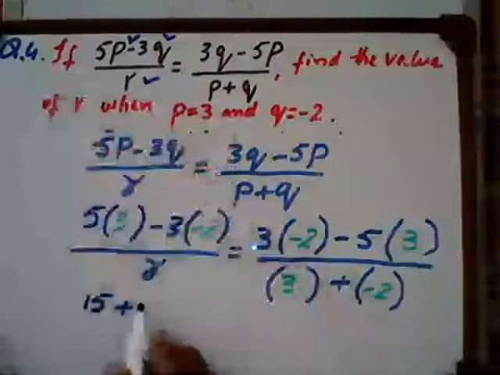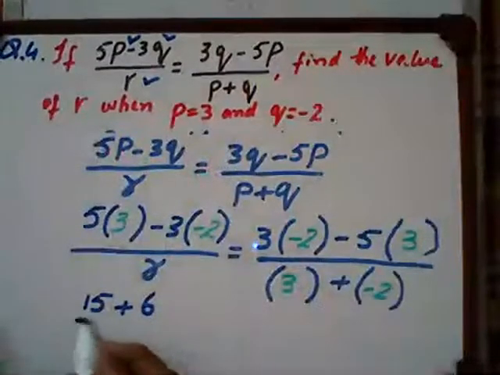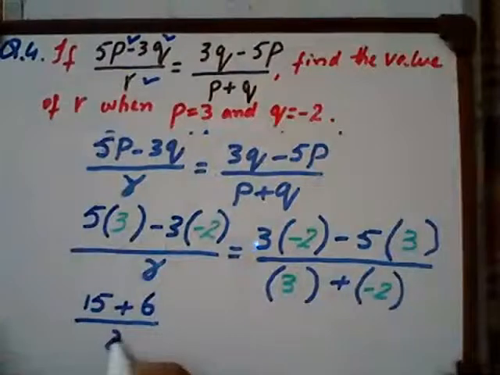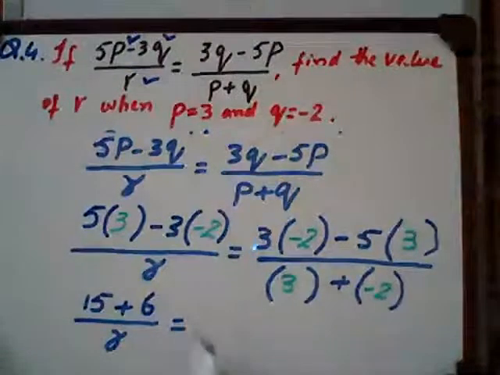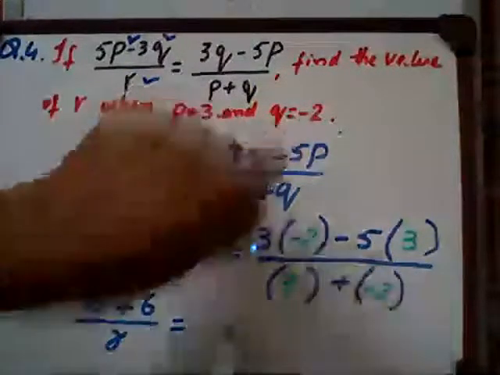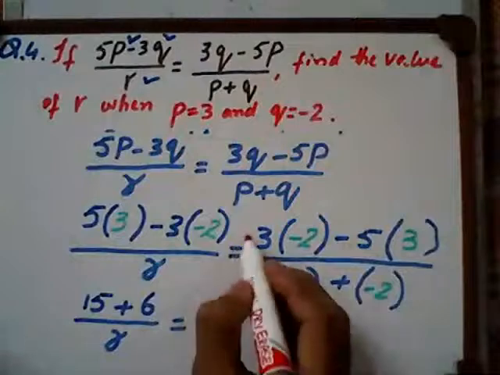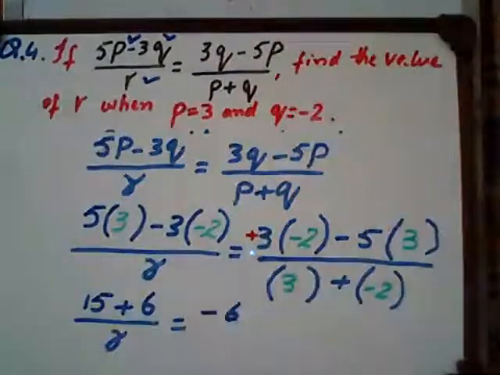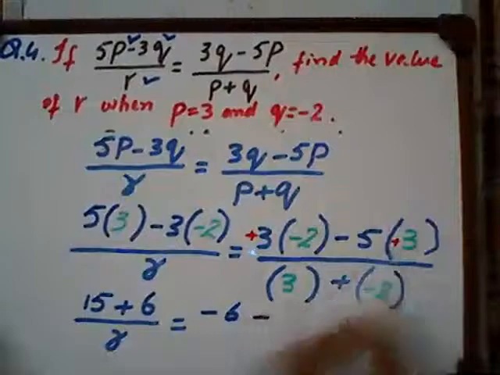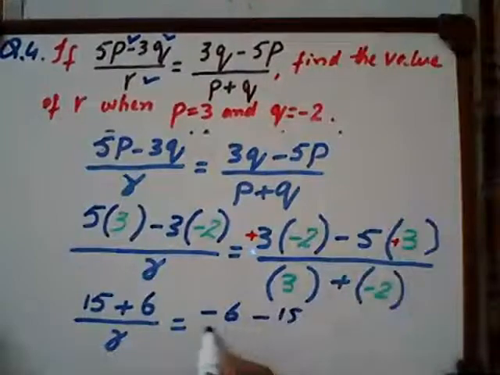So 3 twos are 6 over R is equal to plus. If there is no sign, it means it has a plus sign. This again is a plus sign. So minus plus minus, and 5 threes are 15. I'm writing this number here.